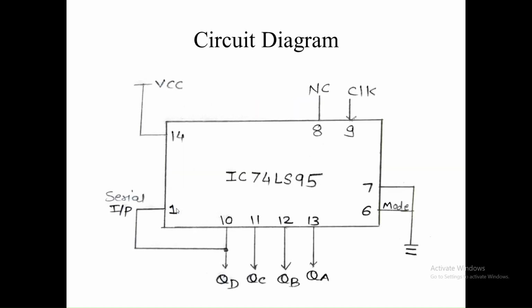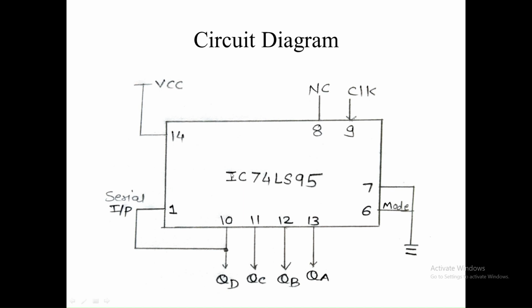This is the circuit diagram. First connect pin number 7 to ground and pin number 14 to VCC. Next, connect the clock to pin number 9 because this is a right shift operation. Pin number 6 is the mode selection pin, so it is connected to ground. There are 4 outputs, connected to LEDs QA, QB, QC, QD. And for the ring counter, the QD pin is connected to pin number 1, which is the serial input.